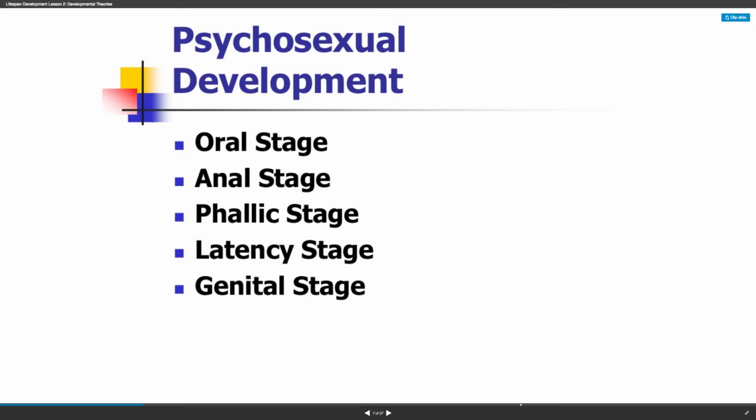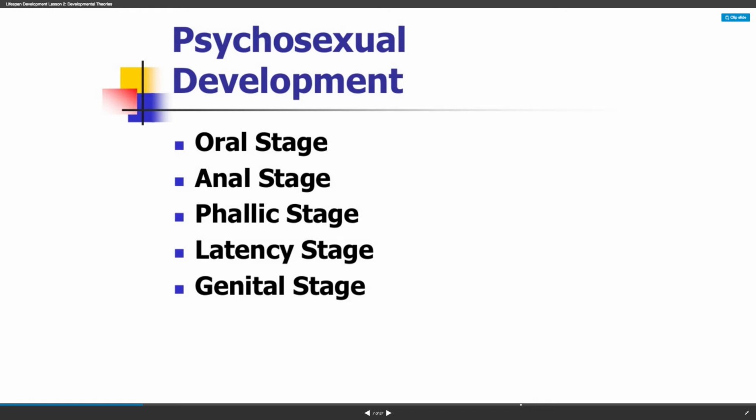Freud created something called psychosexual development, and he believed that there were 5 stages of it. The 5 stages are the oral stage, anal, phallic, latency, and genital. And same thing, I'm going to go through them kind of quickly.